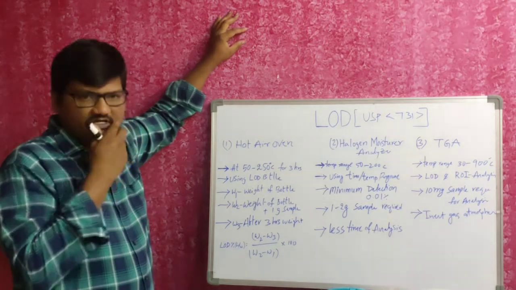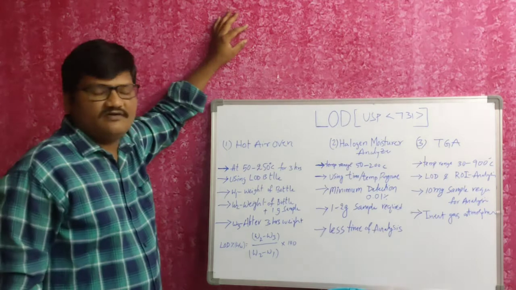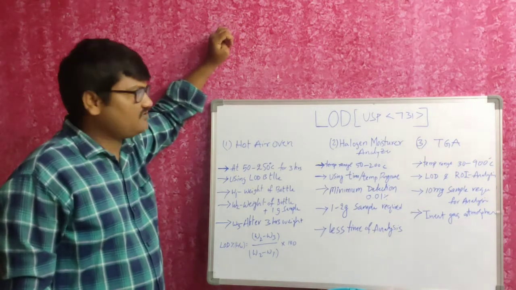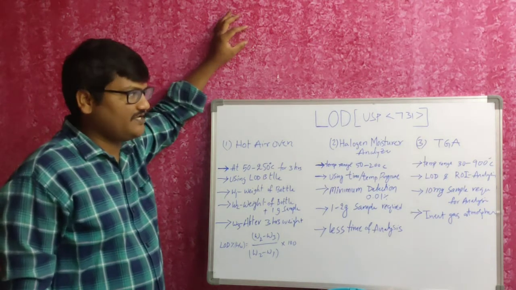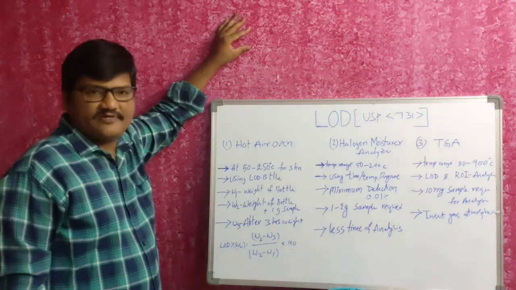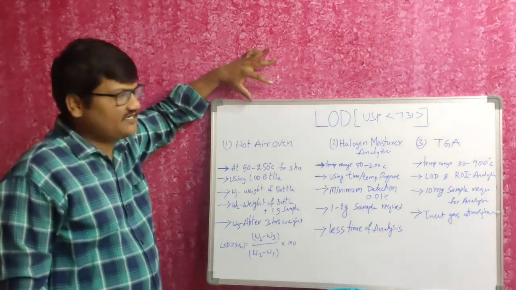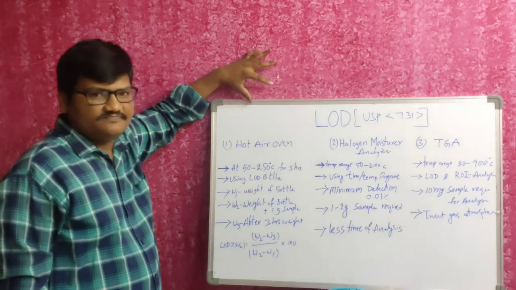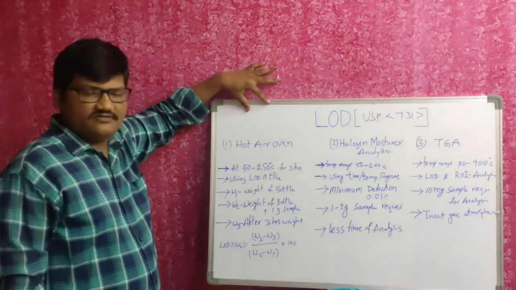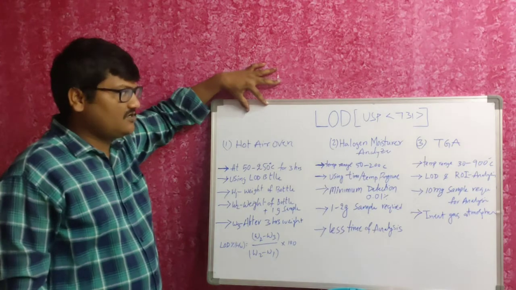Today our topic is loss on drying. First of all, we discuss what loss on drying (LOD) is. As per USP, the LOD test is mentioned in the 731 USP chapter. First, about loss on drying.